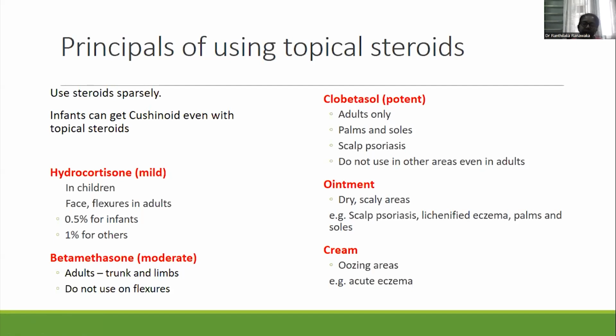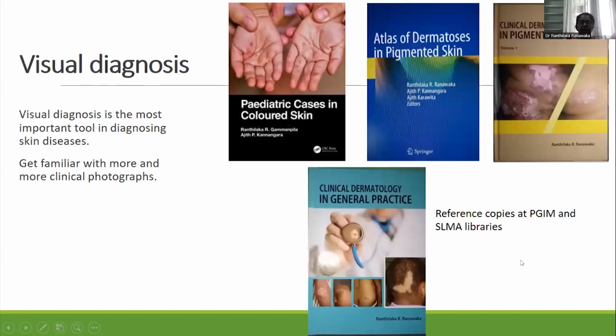So in steroids there are ointments and creams. Ointments are used for dry, scaly areas: scalp psoriasis, lichenified eczema, palms and soles. Creams are for oozing areas like acute eczema.